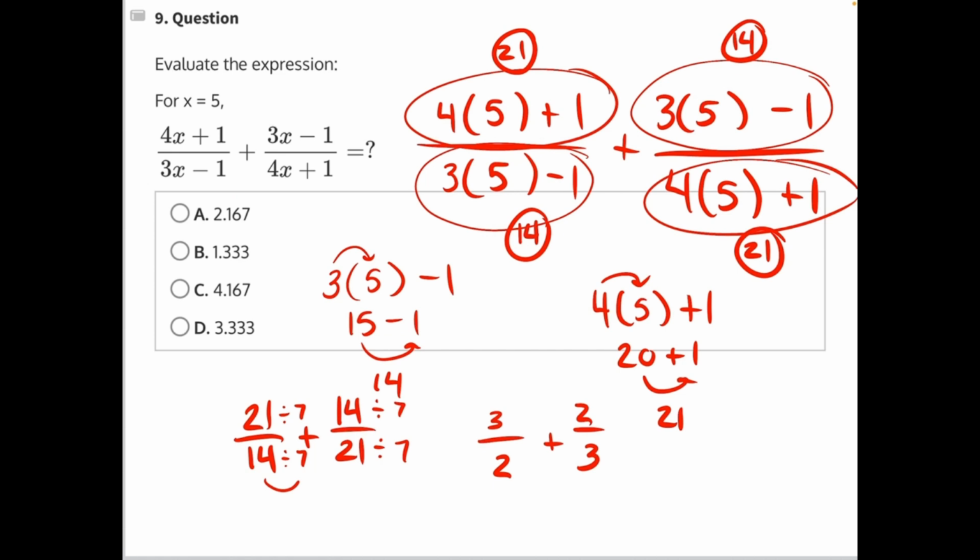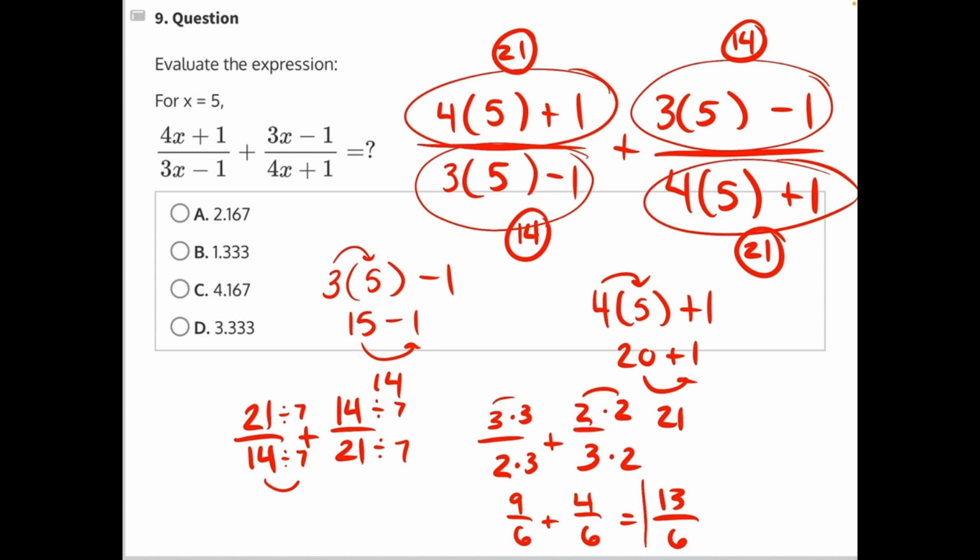And now it's much easier for us to find a common denominator between 2 and 3. We can multiply by 3 over here and by 2 over here. Just multiply the denominators by each other. And then we will get equivalent fractions. 3 times 3 is 9 over 6, plus 2 times 2 is 4 over 6. 9 plus 4 will give us 13 over 6.